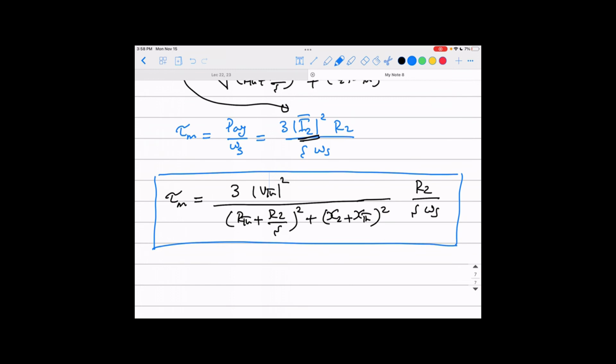Again, it's a little bit complicated compared to our DC machine, for example, because like we said, the math of the three-phase induction motor is a little bit complicated compared to other machines because of this induction property.